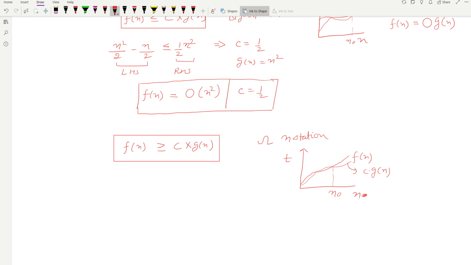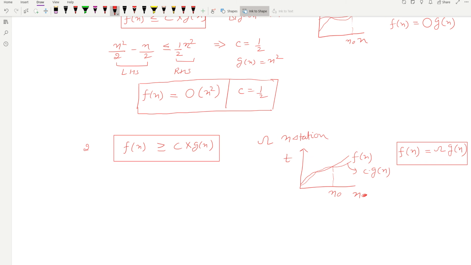So what is the meaning? The meaning is that this particular f of n function can now be approximated in terms of omega g of n. We can rewrite this function like this. Okay, this is the meaning. So this is what we call the omega notation.